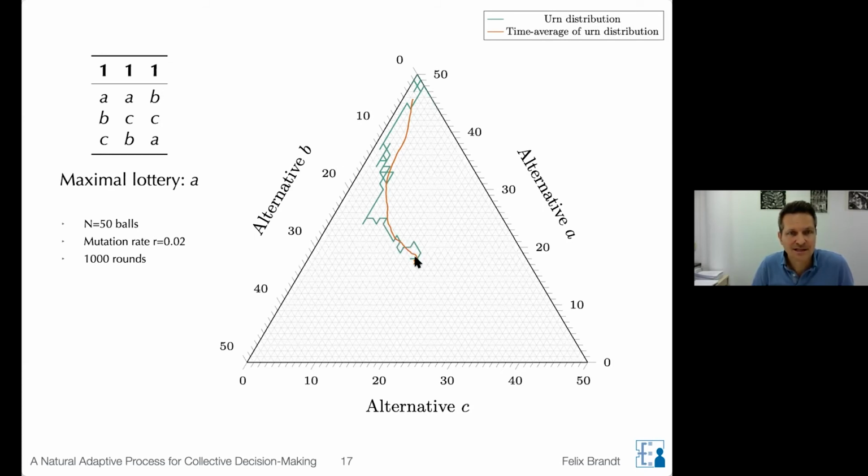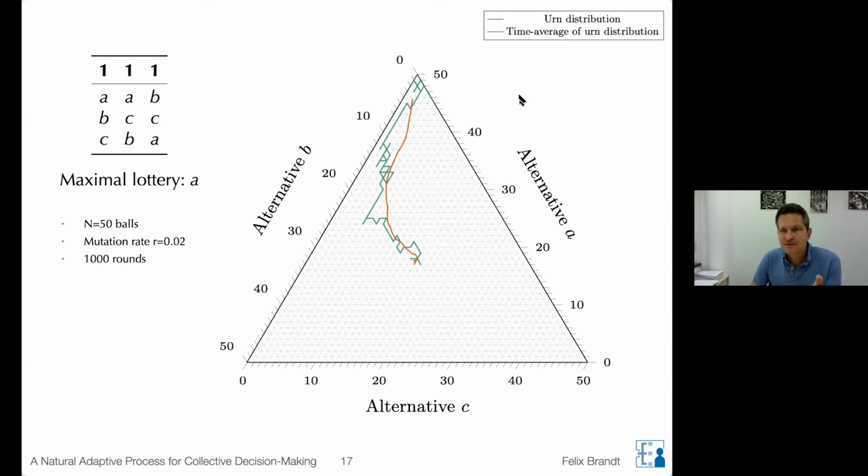And the red line here is the time average of the urn distribution. So the green line here gets close to the unique maximal lottery relatively quickly, and then it just walks around the maximal lottery. Sometimes it leaves this neighborhood for some periods of time, and then it gets back here. So the process corresponding to the green line doesn't converge, but the time average shown as the red line here does converge.